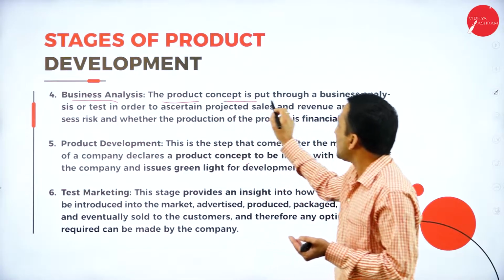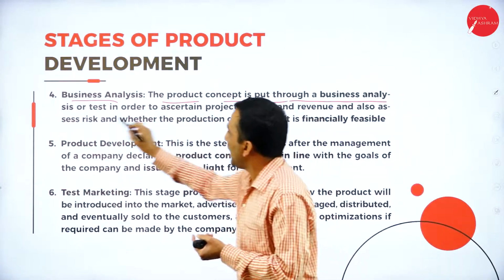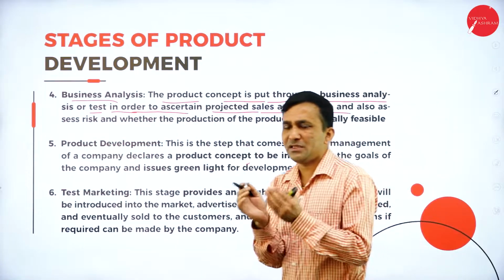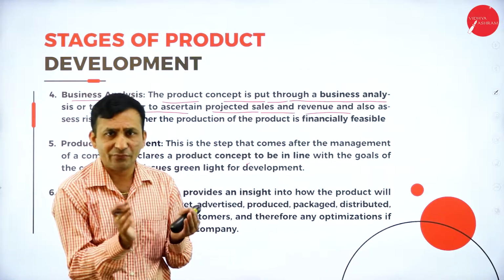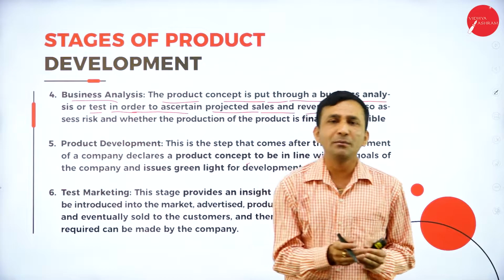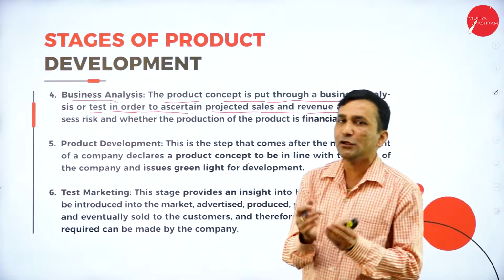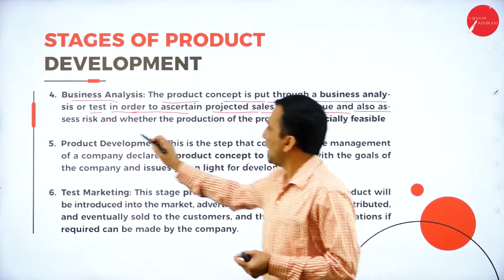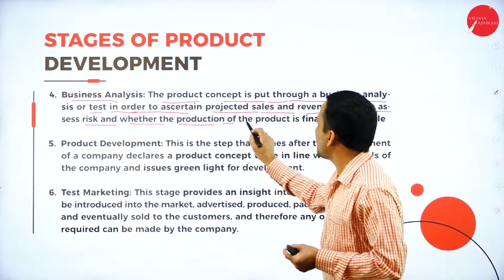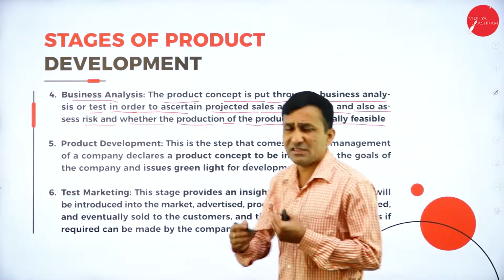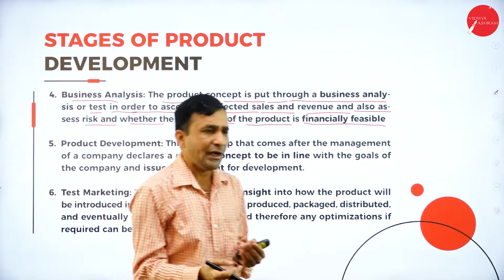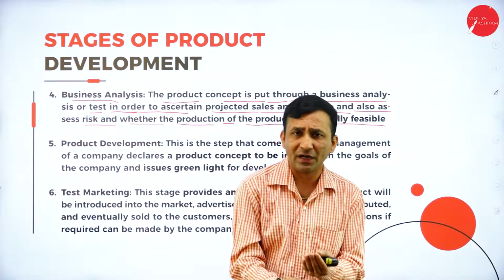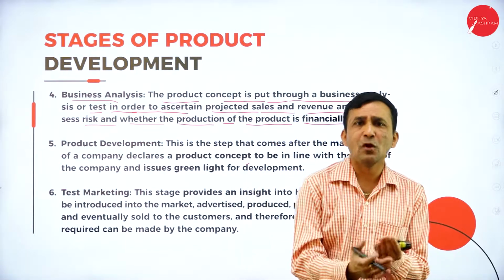The product concept is put through a business analysis or test in order to ascertain the projected sales and revenue, because if businesses blindly produce a product and there is no demand, the company will face heavy loss. That's why they try to project the sales with the help of marketing tools. Also they assess risk and whether the production of the product is financially feasible. If you are trying to produce a product, what important inputs are required to produce this kind of product? I just want to realize that properly.